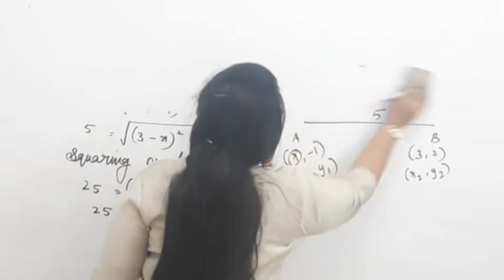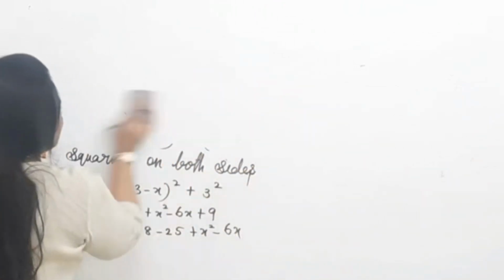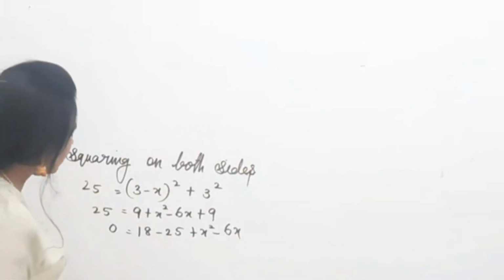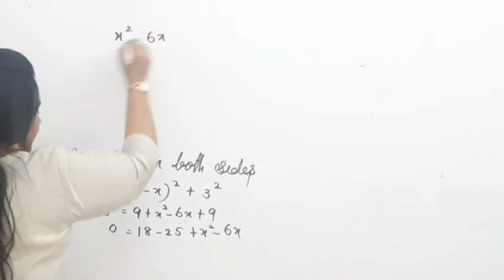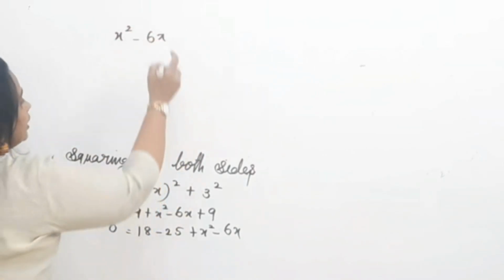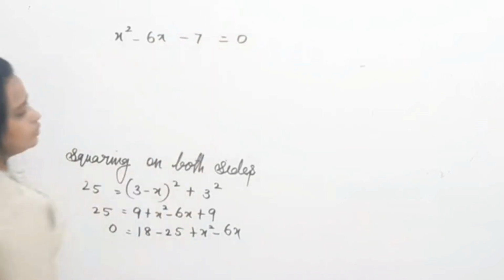So when you look at the equation, you must have understood it's become the quadratic equation. So I have to solve the quadratic equation. That is x squared minus 6x, and this will become minus 7 equal to 0.